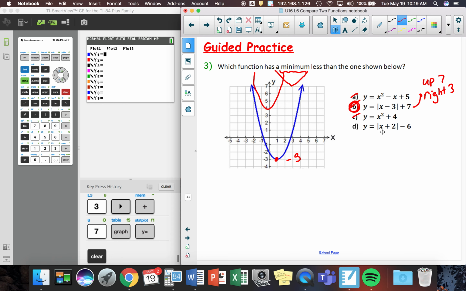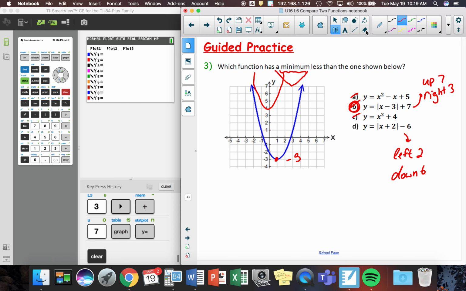And finally, we have this last one here. We have x plus 2 minus 6. So knowing our transformation laws, I know it's going to go to the left 2, and it's going to go down 6. So that seems like it's going to work. Let's check it and see.